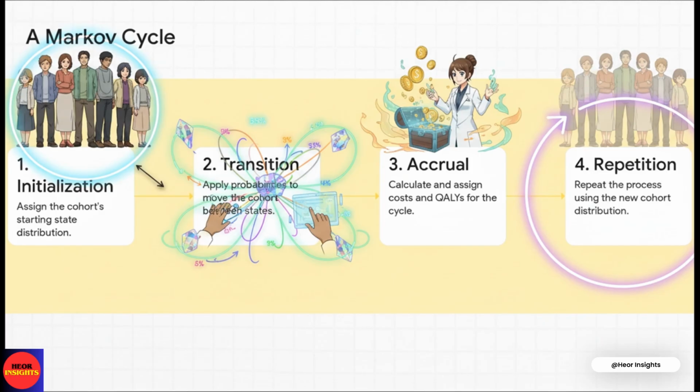Step 2 is transition. You apply your transition probabilities, which moves percentages of the cohort into different states. Step 3 is accrual.